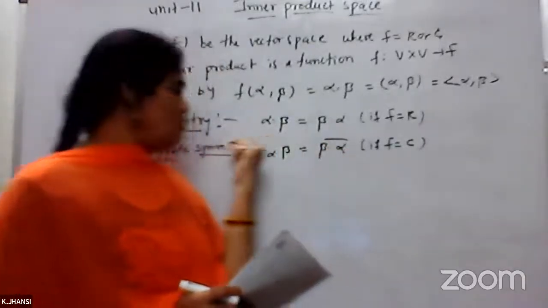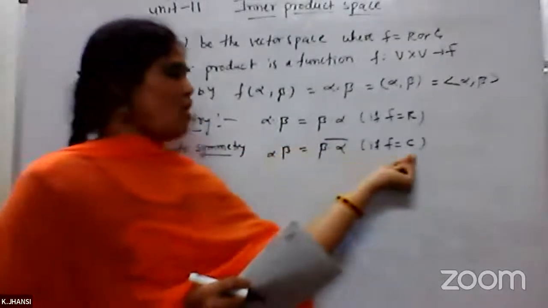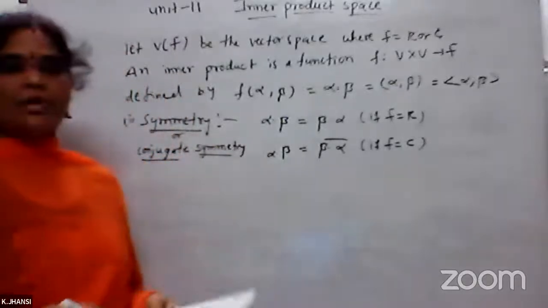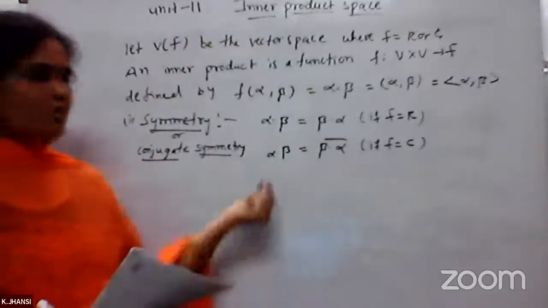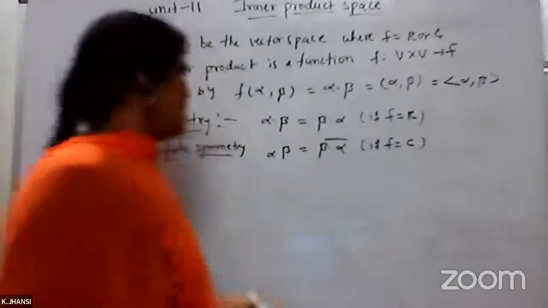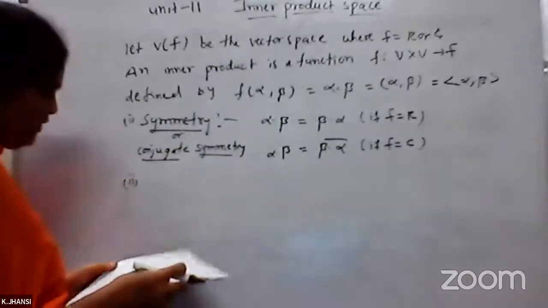Conjugate, in the sense it represents the bar over there. So if it is complex numbers, you will have this condition. Symmetry means it is just like the commutative property, A into B equals B into A. Similarly, alpha into beta equals beta into alpha here. Okay, the second one is linearity.